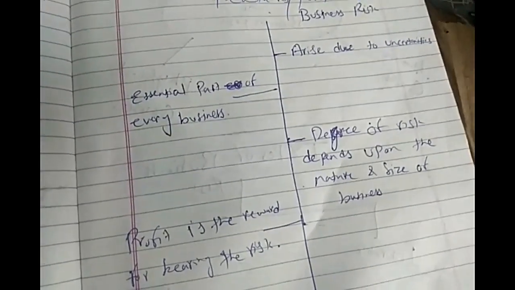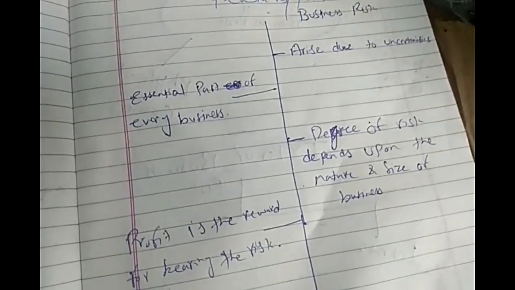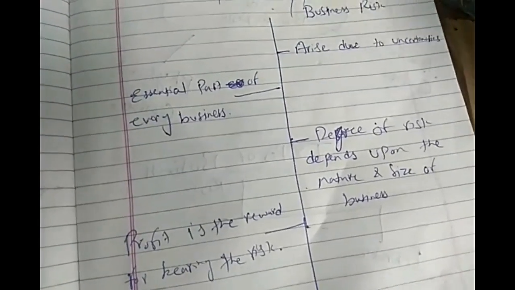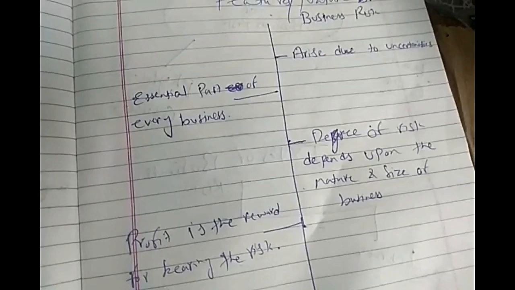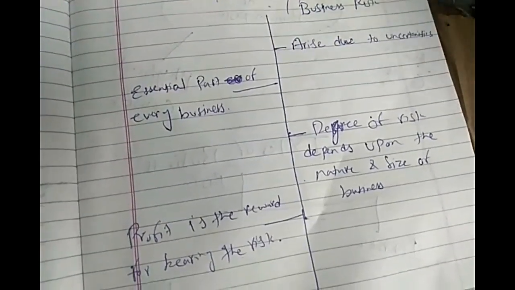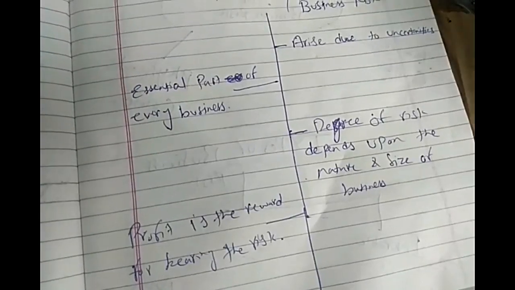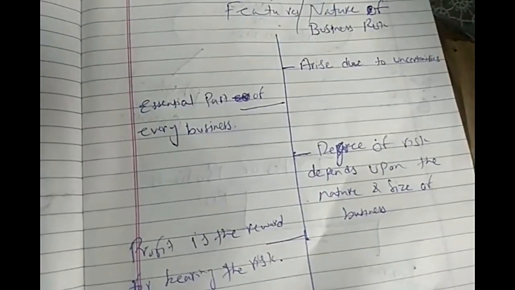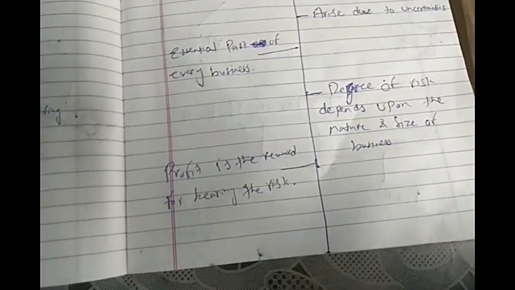Similarly, businesses operating at a large scale, the large scale industries, bear more risk, because they are investing more amount in comparison to small scale businesses. Small scale businesses incur less risk. That is clear. Next, or the last feature, is that profit is the reward for bearing the risk.